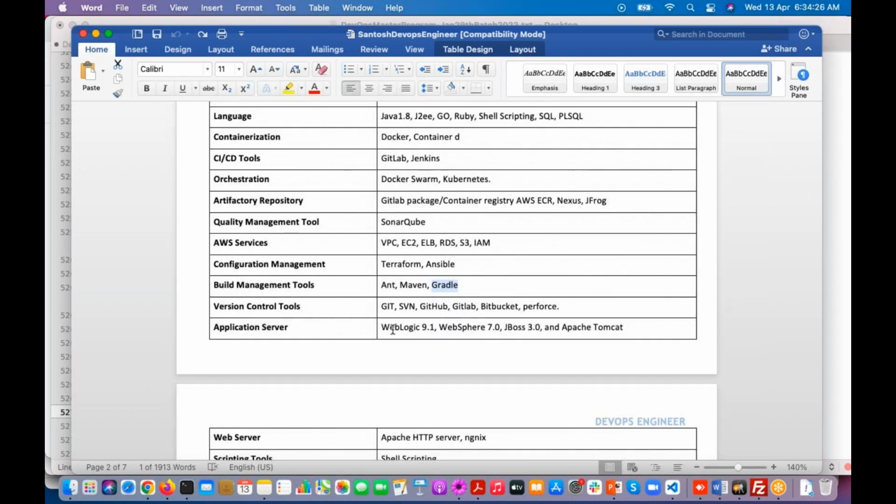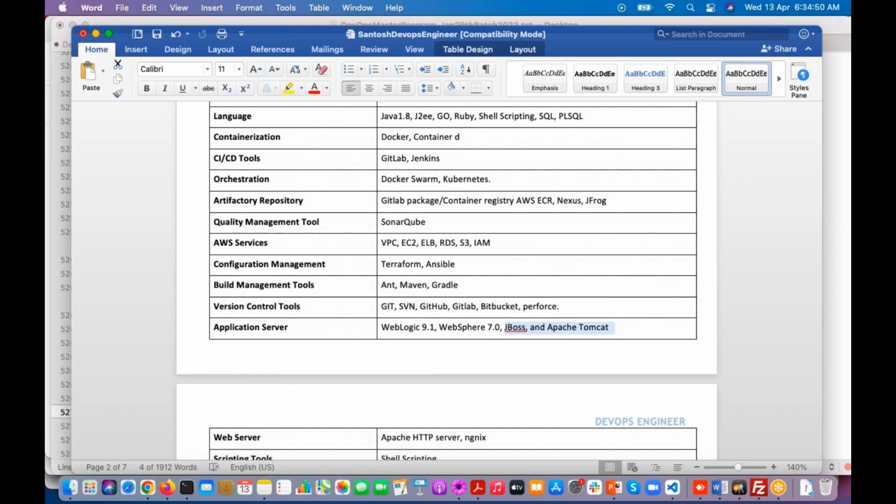So if you see here, he's keeping these many servers, right? JBoss, Apache Tomcat. So if you want, you can keep that JBoss. He mentioned 3.x. Instead of 3.x, you can just mention JBoss and Apache Tomcat.